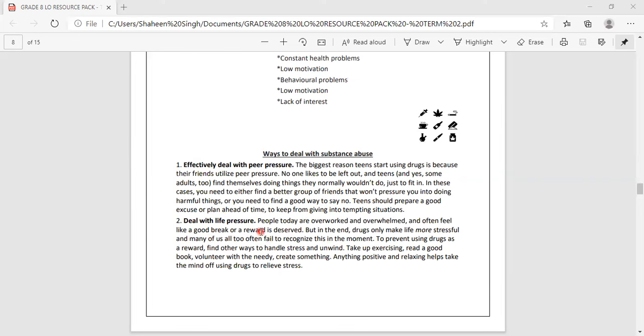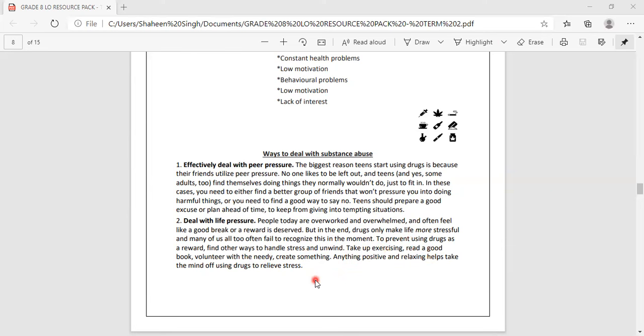Deal with life pressure. Yes, we all, both children as well as adults, experience pressure in our lives. Right? But the important thing is not to resort to substance abuse. Take up exercising, read a good book, volunteer with the needy, or create something. Or do something that is positive and helps you relax and take your mind off using drugs to relieve stress.